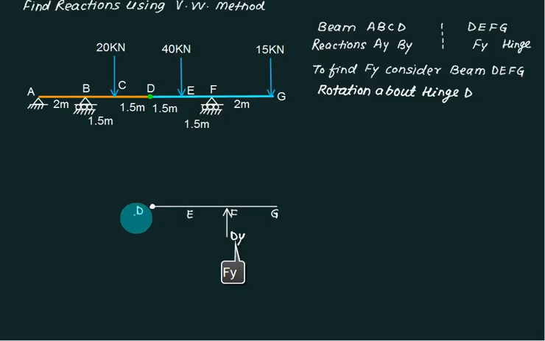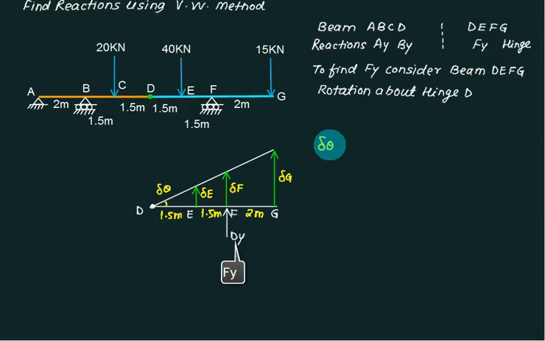So you have to hold your pen at point D, apply this force and check which way the beam will go. If the beam will go this way, we have one force at E, so we'll show one displacement. We have one force of 15 at G, we'll show this one, and one displacement is this one. Call this displacement as delta E, this one as delta F, this one as delta G, this angle is del theta, distance between D and E is 1.5 meter by del theta.